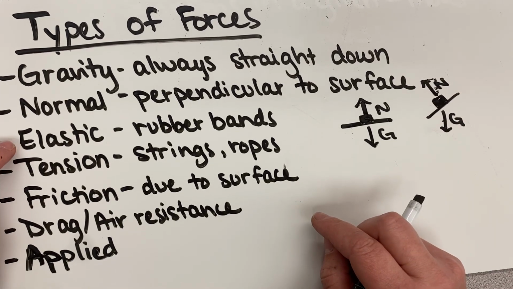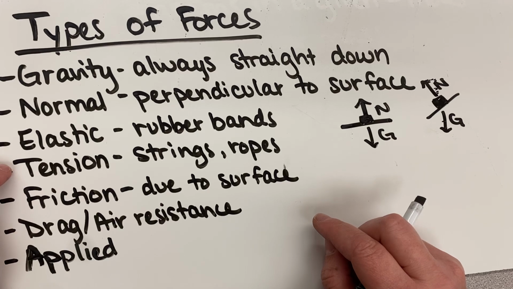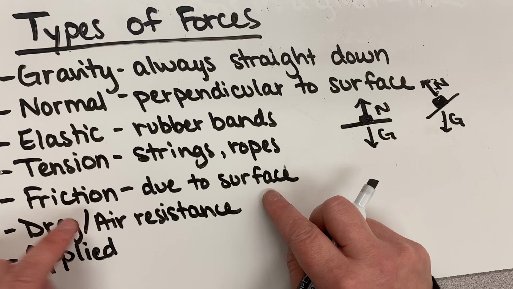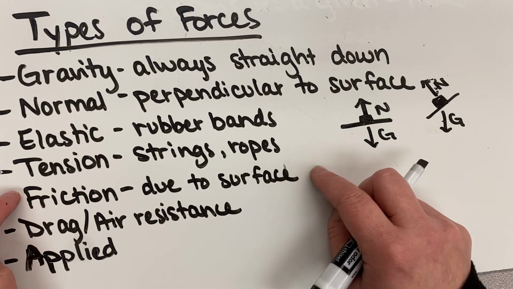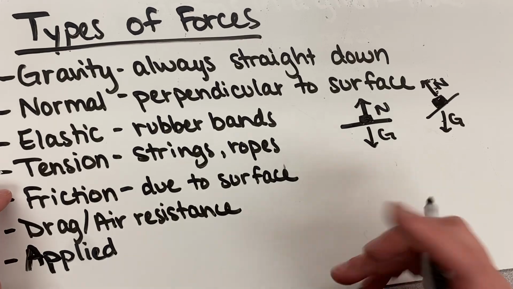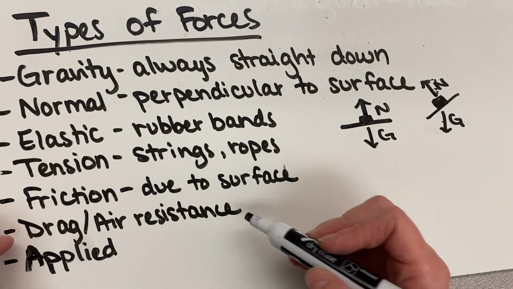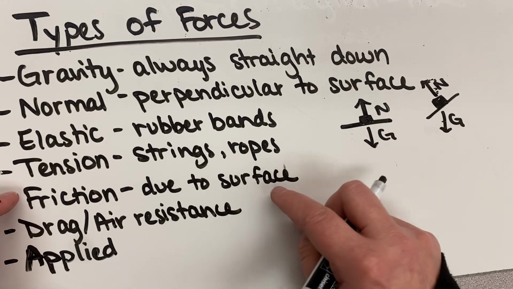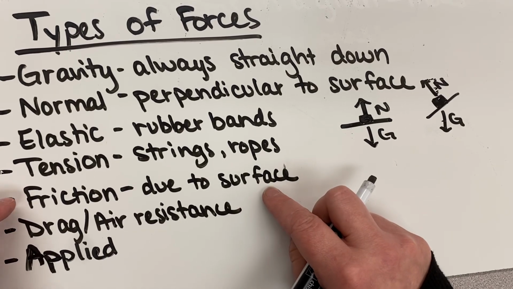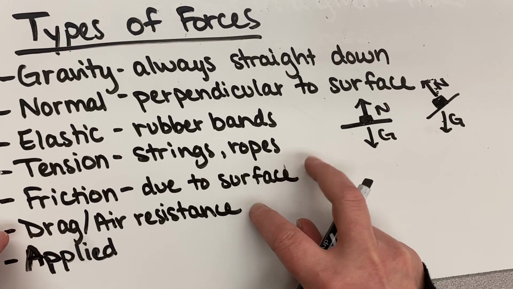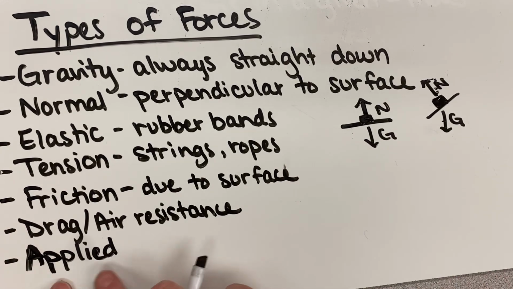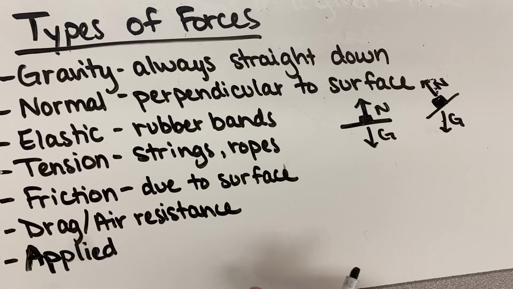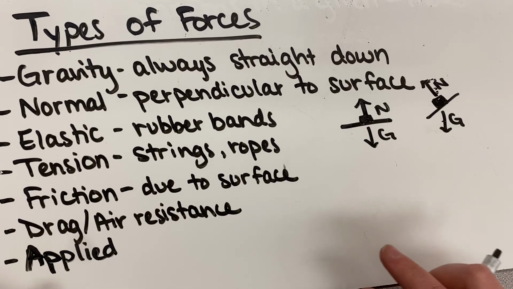Elastic includes rubber bands. Tension includes strings, ropes, pulleys, and so on and so forth. Friction is due to the surface. Now, if you include air resistance with friction, I'm okay with that. It may depend upon the assignment, but you might hear other people that want you to use drag for air resistance. Either way, it is a type of friction, but typically with friction, we think of surface friction, but you might see where they're both considered friction. And then we've got applied force, and I think that's all that we should have.